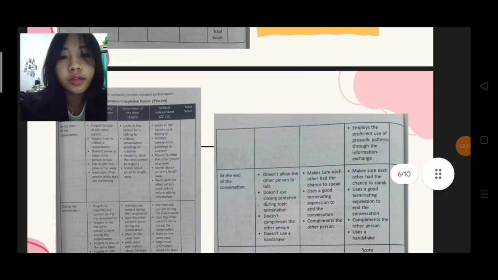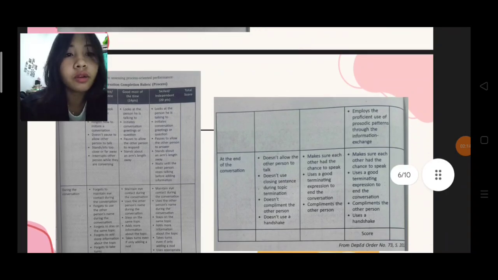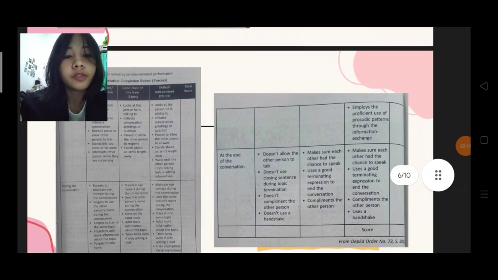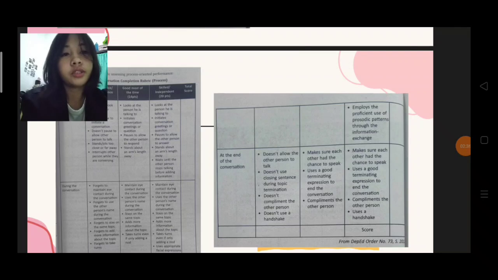First, we have the start of the conversation, the during the conversation, and lastly the end of the conversation. At the start of the conversation, this section focuses on initiating and setting the stage for effective communication with aspects like eye contact, initiation, turn-taking, personal space, and interruptions.